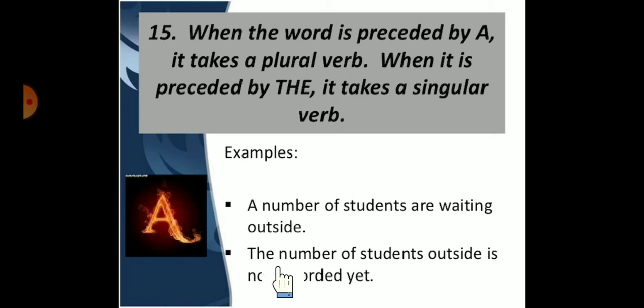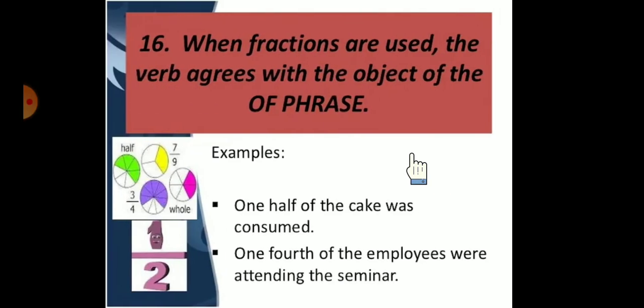"The number of students outside is not recorded yet." Here "the" is used in front of "number." Then which form of the verb do we have to use? When it is preceded by "the," it takes a singular verb. See, where is the singular verb? "Is" is a singular verb. Understood? This is what the rule says, and in the same manner we have some more examples based on it. So students, understand it by reading and making notes in your grammar notebook. Now comes the 16th rule.